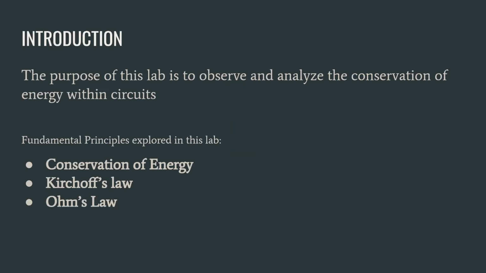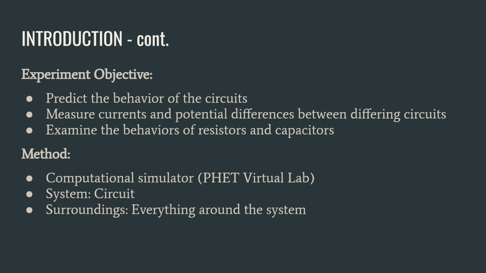The purpose of this lab is to observe the conservation of energy within a circuit, and the main principles used in this lab are the ideas of conservation of energy, Kirchhoff's law, and Ohm's law. The objectives of this experiment are to predict the behavior of a given circuit, measure the currents and potential differences within the circuits, and examine the behaviors of the circuit with resistors and capacitors.